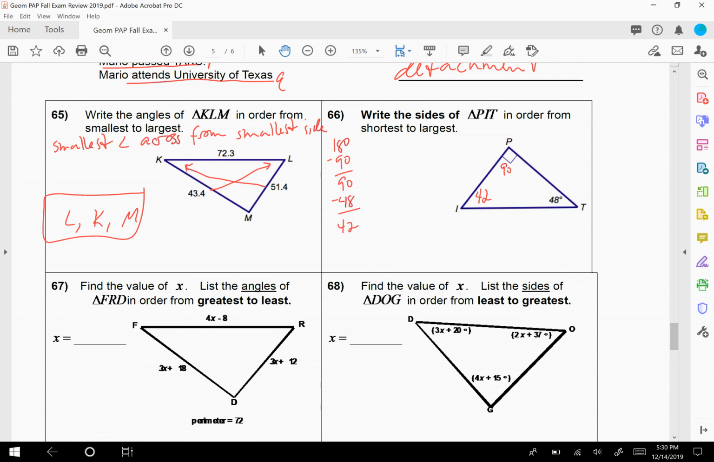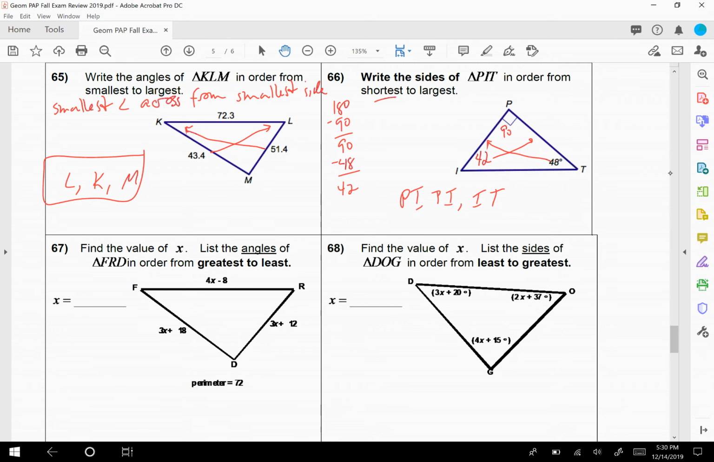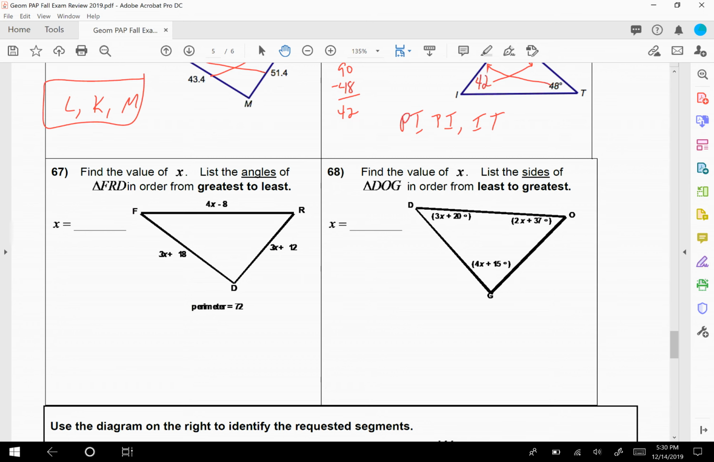Okay, so we want the sides from shortest to largest. So find your smallest angle, 42. That's your shortest side, so PT. Medium side, that's 48, so PI. And then 90 is IT. Basically, anytime you have a right triangle, whatever side is across from that 90 is your longest side. Your hypotenuse is always the longest.